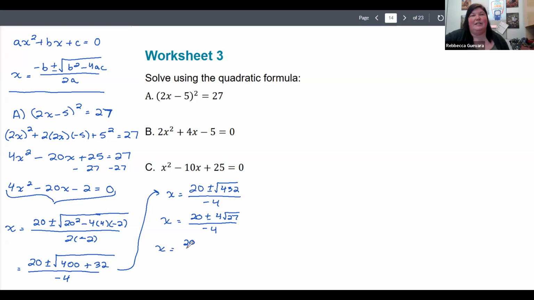Another way you can look at this is that you can say, well, that's 20 divided by 4 plus or minus 4 square root of 27 divided by 4. You can break it up like that. So what you'll end up seeing is that we'll end up with a 5 plus or minus the square root of 27, because it doesn't matter if it's negative, it still turns into a plus or minus.